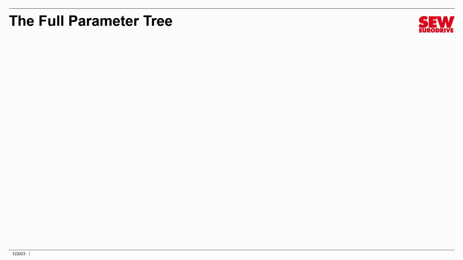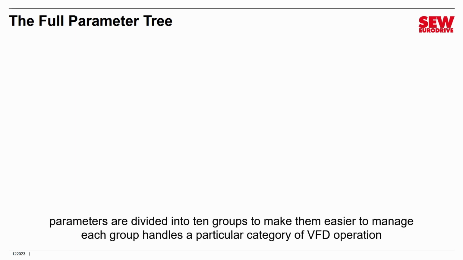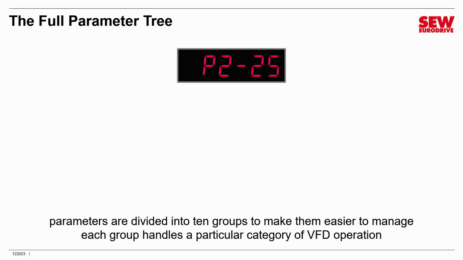Now, to make it easier to deal with all these parameters, they're divided up into 10 groups categorized by function. We'll be talking about what those are in just a minute. Now, we have already been working with parameters, but I've never really explained what the numbers mean, so now is a good time to cover that.